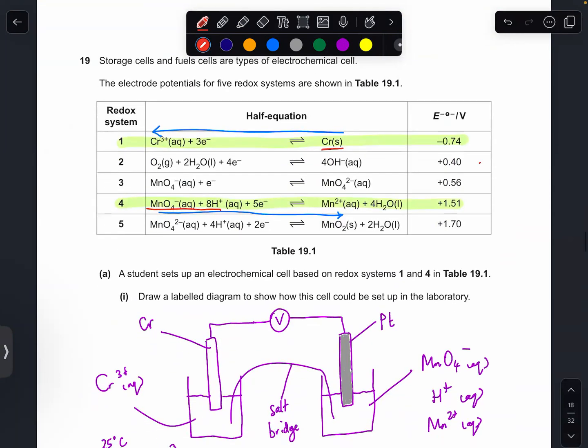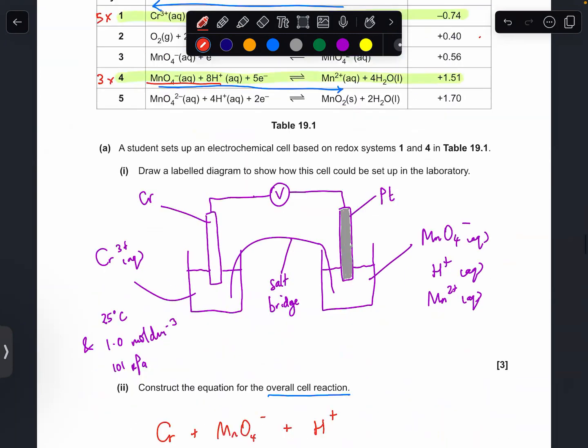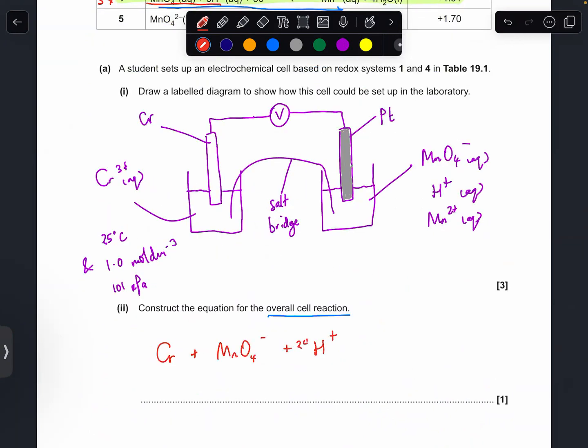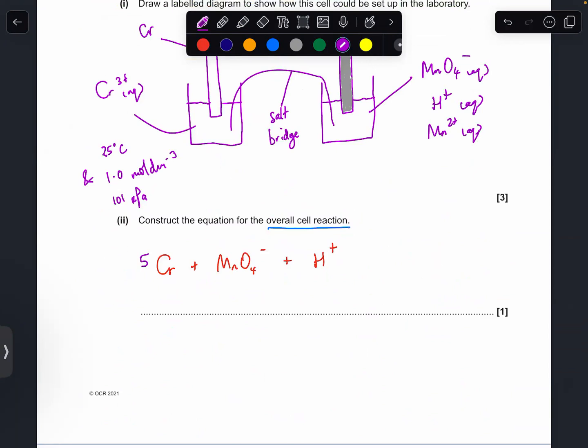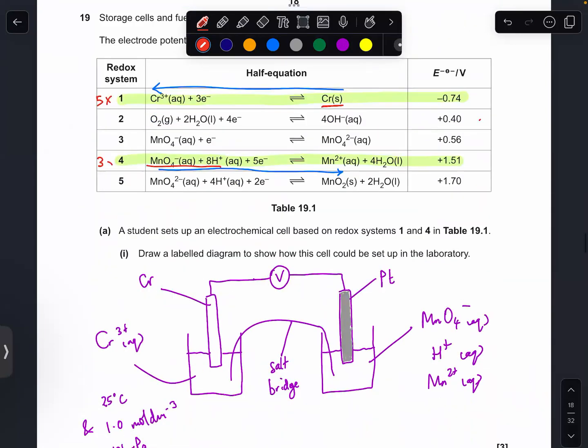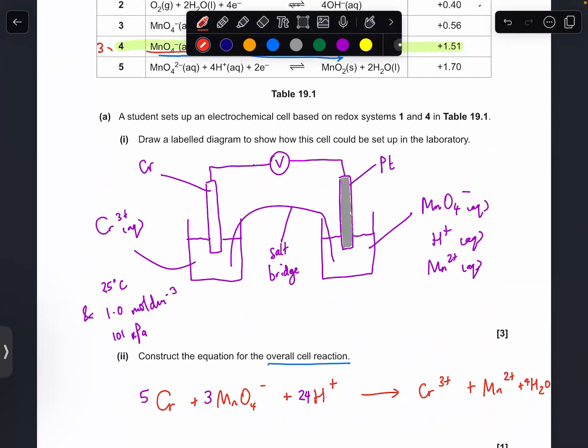And we need to balance the electrons. You've got a 3 and a 5. We need to balance the 3 and the 5. So we're going to have to multiply this equation by 5 and this equation by 3. Hydrogen was already 8. 8 times 3 is 24. So this goes on to give you Cr3+, Mn2+, H2O. Is that right? Yes, it is. And originally, that was 4 H2O.